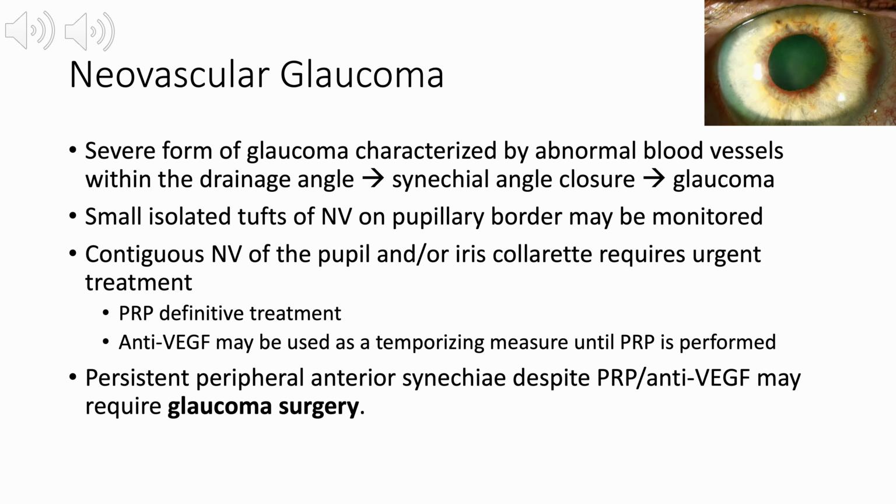The photograph on this slide is a slit lamp anterior segment image demonstrating iris neovascularization. You can see fine, irregular vessels coursing over the iris surface and toward the pupillary margin, which is the clinical appearance of iris rubeosus.